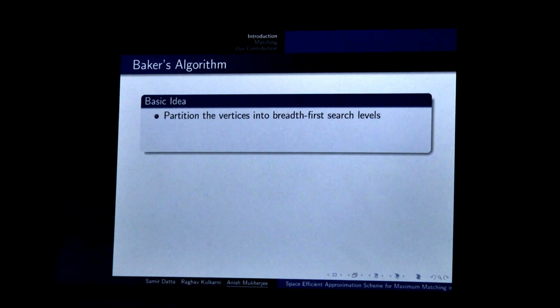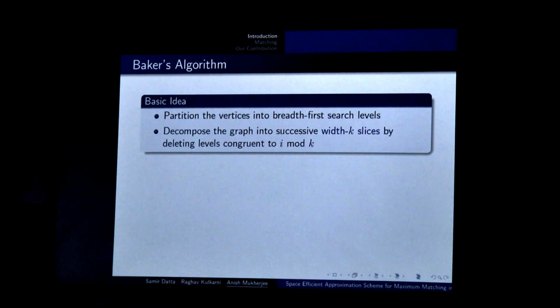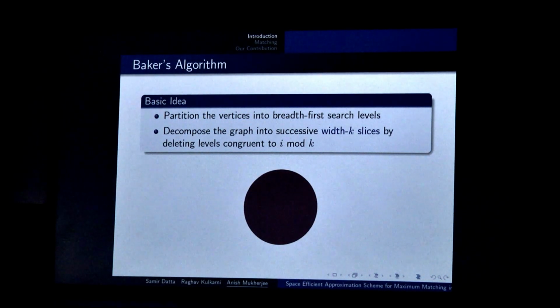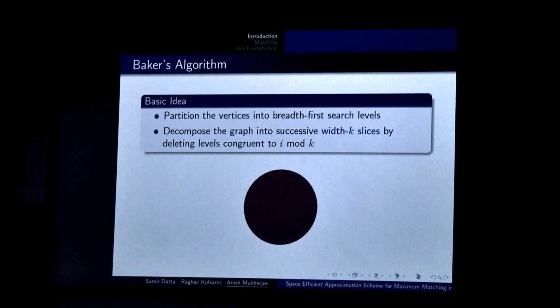So the idea is to fix some vertex first in the graph and layer the graph into different levels of breadth first search. Think of this as a graph, and there are some circles which show the different levels of vertices at different distances, like distance 1, distance 2, and so on. The idea is to fix some constant k, and remove every kth layer, for different i's.